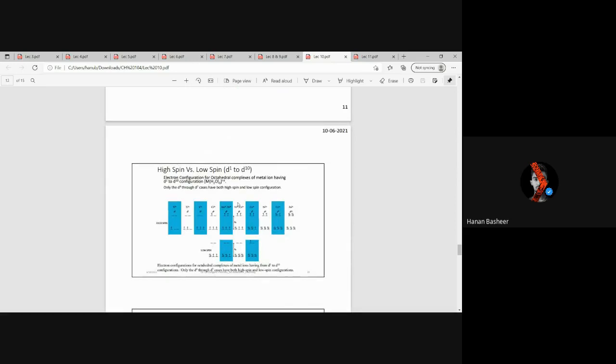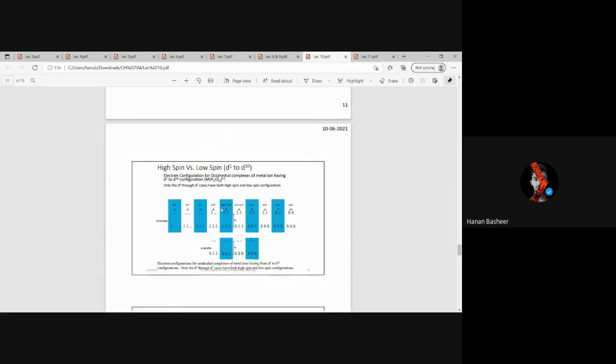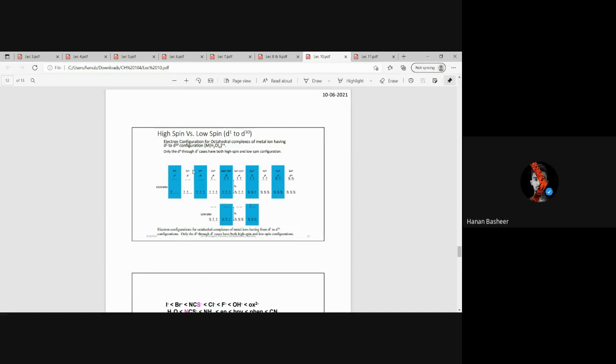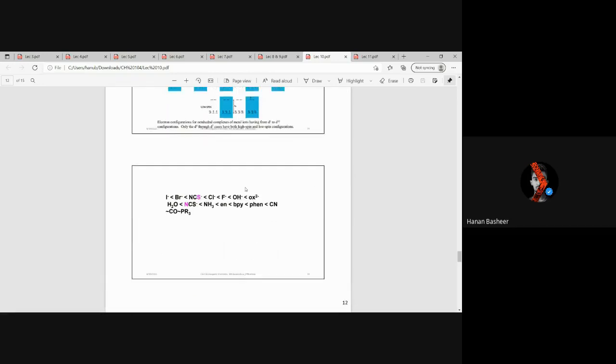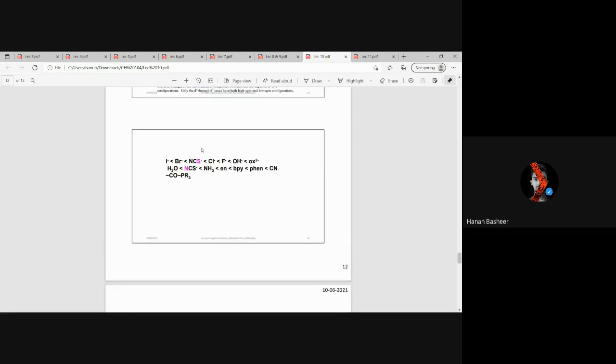Then high spin versus low spin. How do we know whether an atom has high spin or low spin? We can see that the d4 to d7 configurations, which are given by Mn2 plus, Fe3 plus, Fe2 plus, Co3 plus, and Co2 plus, will all have both types of configuration, high spin as well as low spin. In low spin, there will be pairing, but in high spin, there will be unpaired electrons. This is the complete order of the ligands by splitting energies.